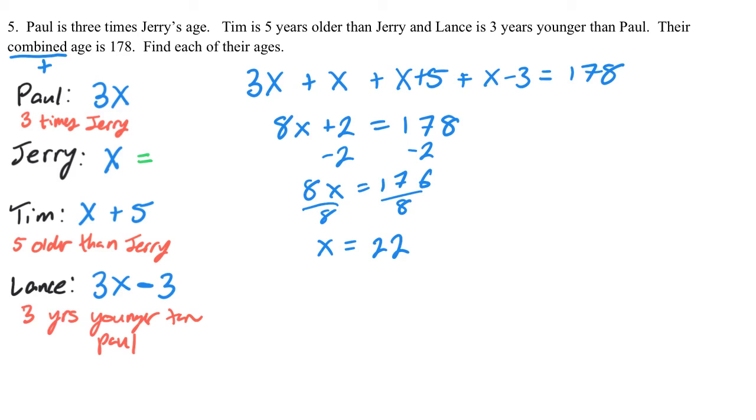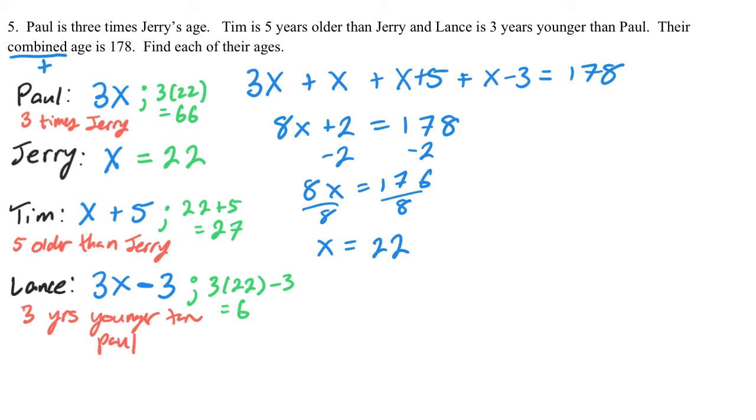So if we look here, x equals 22. All right, well, if x is 22, then Paul has to be 3 times 22, or 66 years old. Okay, which means Tim has to be 22 plus 5, or 27 years old, and Lance has to be 3 times 22 minus 3, or 63 years old. So I'm going to just put a nice unit next to all of these so we know what we're talking about, and we're good to go.